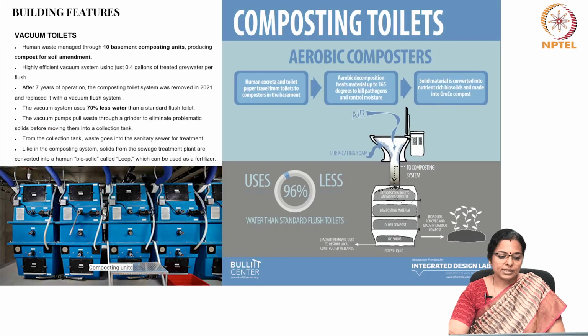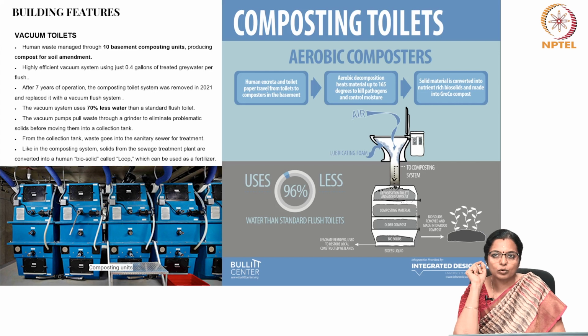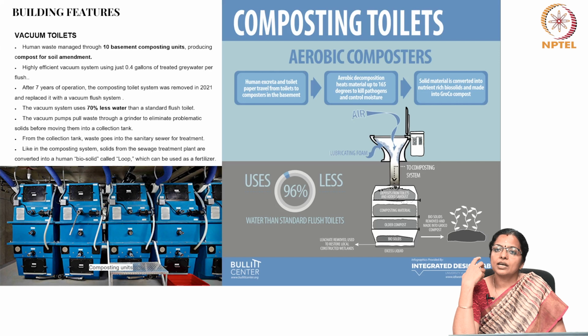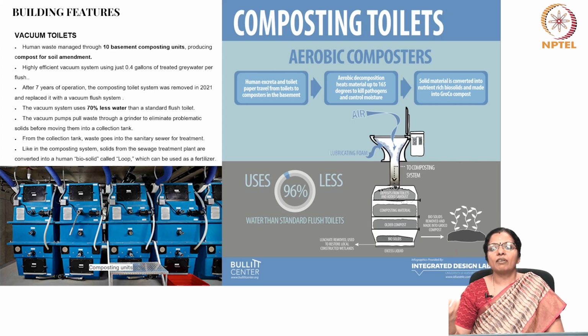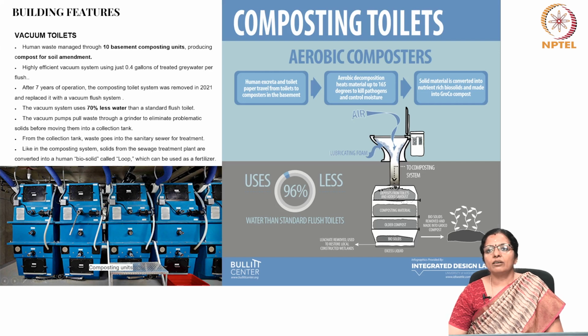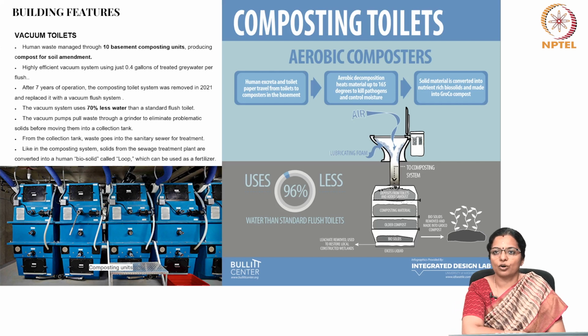Toilets are composted, so vacuum toilets have been used. Human waste management through the 10 basement composting units produces compost for soil amendment. The highly efficient vacuum system uses just 0.4 gallons of treated grey water per flush. After 7 years of operation, the composting toilet system was removed in 2021 and replaced with a vacuum flush system. The vacuum system uses 70% less water than a standard flush toilet.